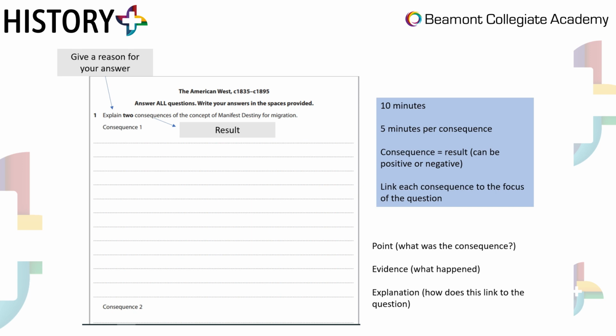In this case, you've got to give 2 consequences of the concept of manifest destiny for migration. So 2 results of manifest destiny for migration. How did manifest destiny impact on migration is another way of wording it. So when we get this question, it's an 8-mark question, we roughly spend 10 minutes on this question, and we have to do 2 consequences, 2 big paragraphs, point, evidence and explain paragraphs, and we have to make sure that we spend about 5 minutes on each of these paragraphs.